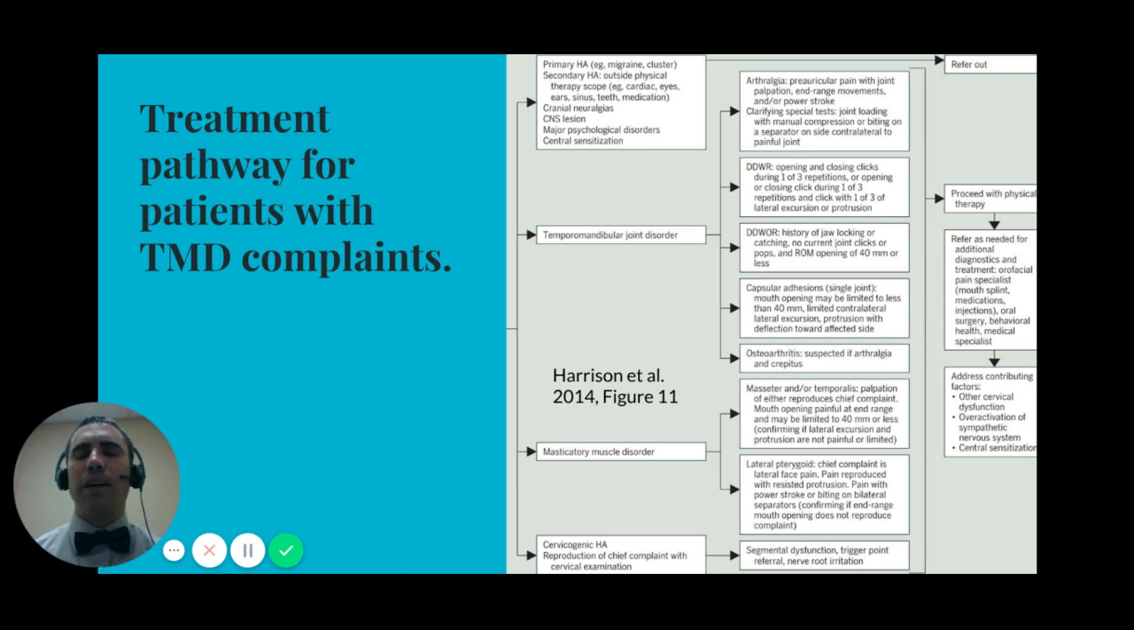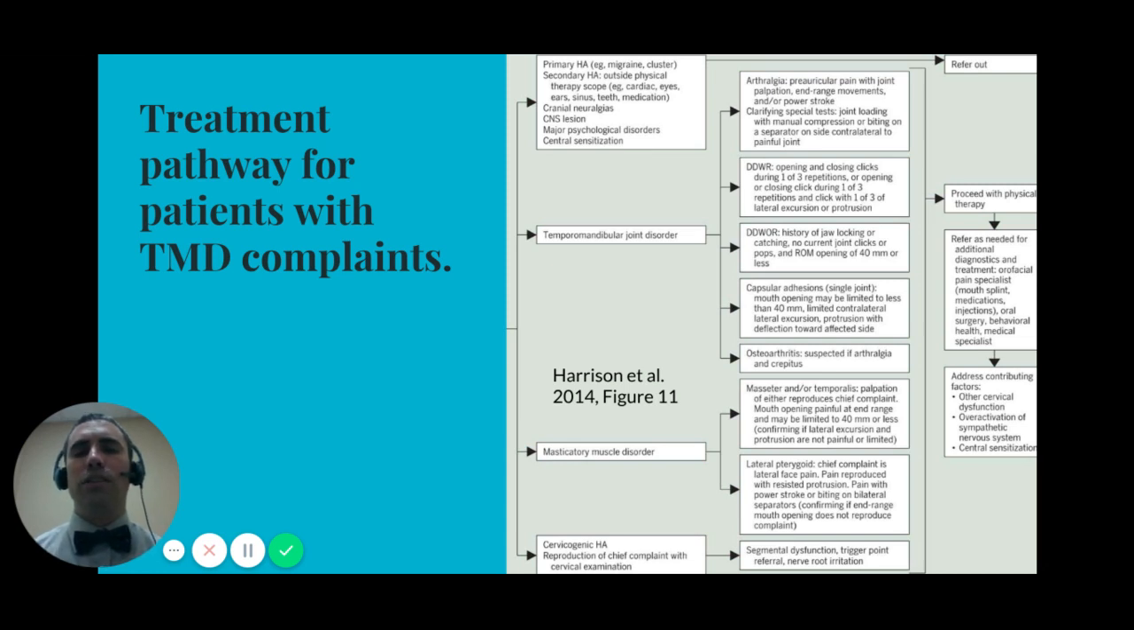This is my final slide in this presentation. This is figure 11 in a proposed diagnostic classification of patients with temporomandibular disorders, implications for physical therapists, which was published by JOSPT by Harrison et al. in 2014. Obviously, this assumes that the patient is seeing a physical therapist. However, it can apply to any healthcare provider who is evaluating the patient for orofacial pain.